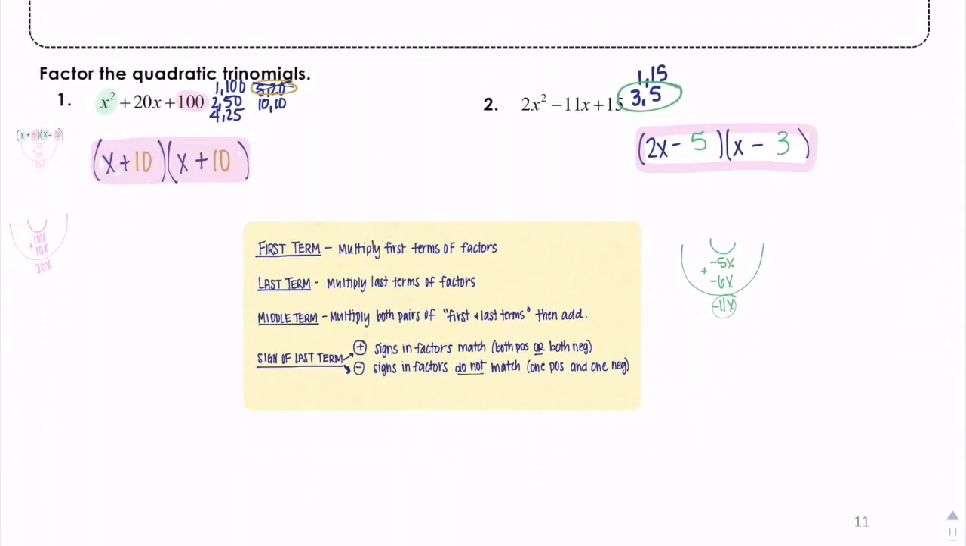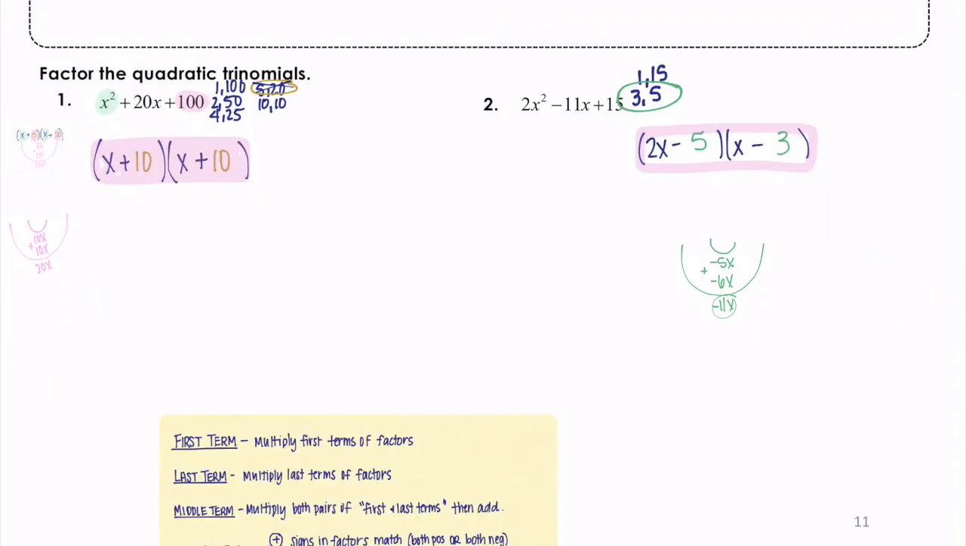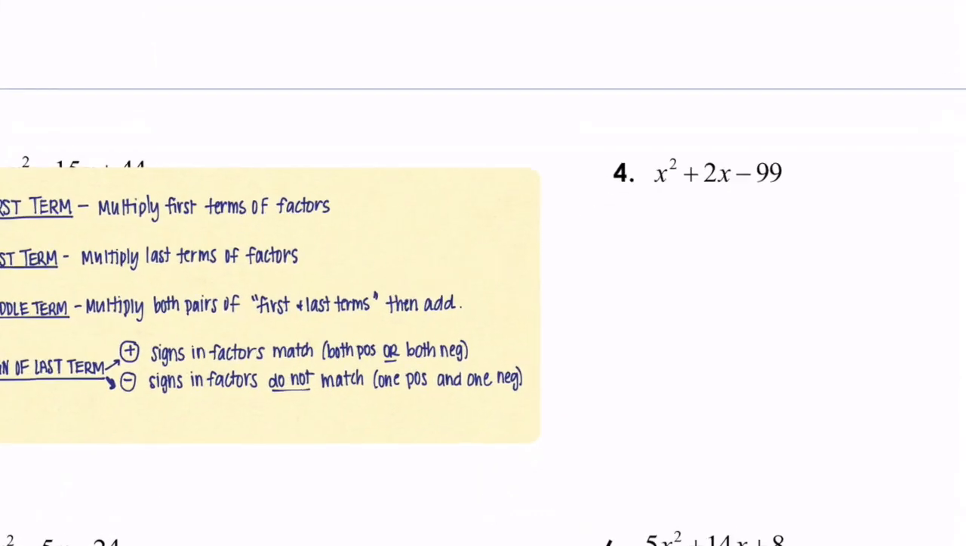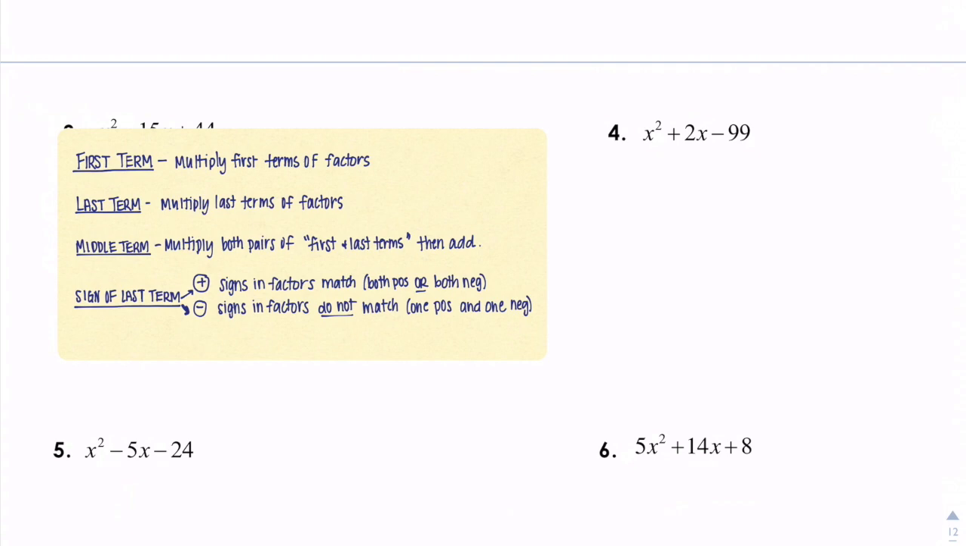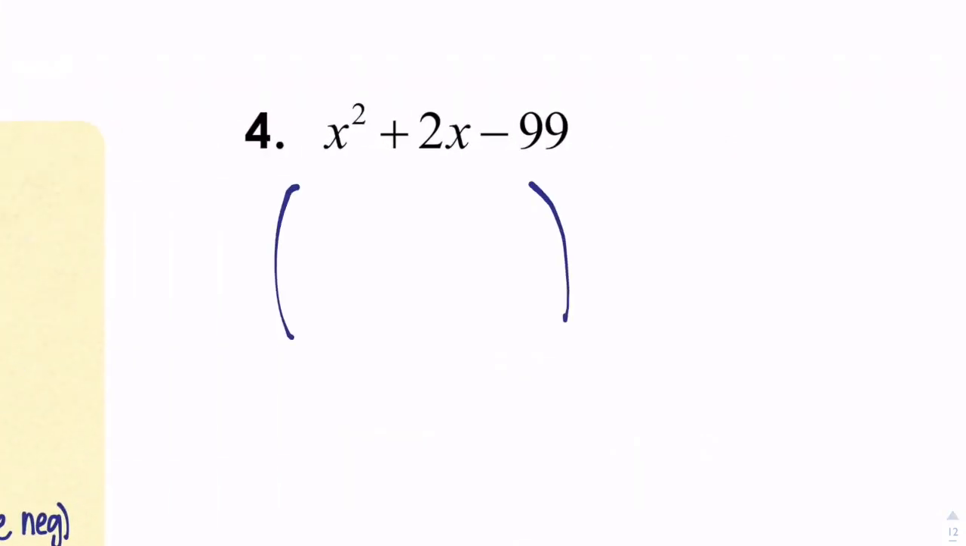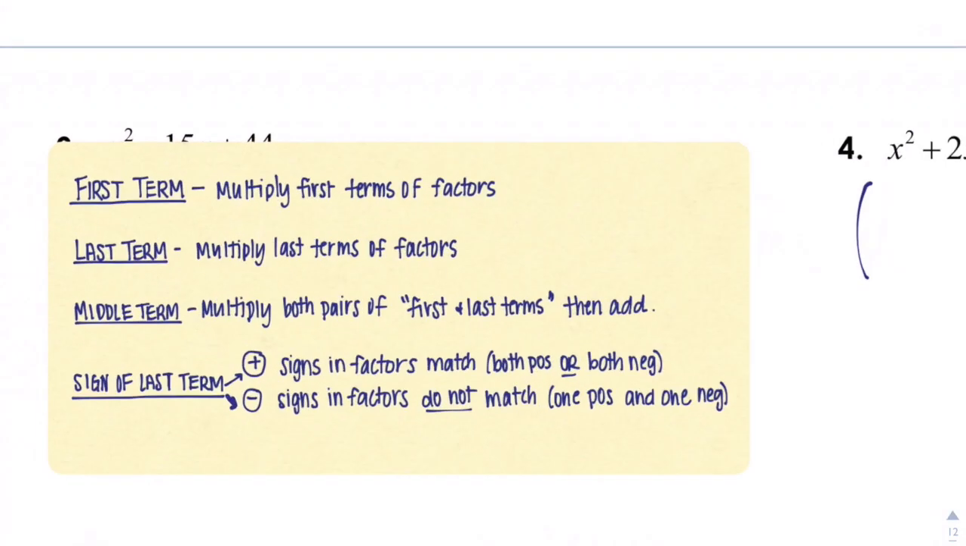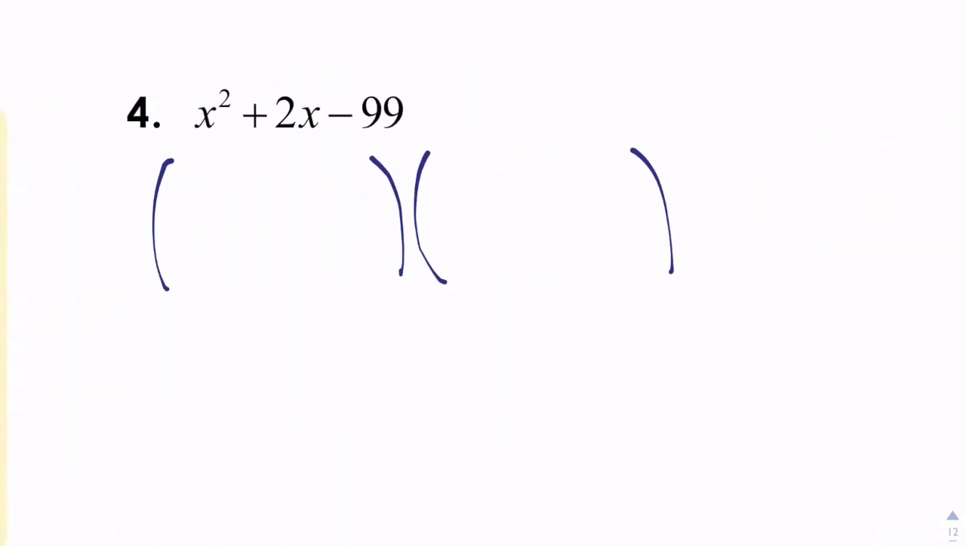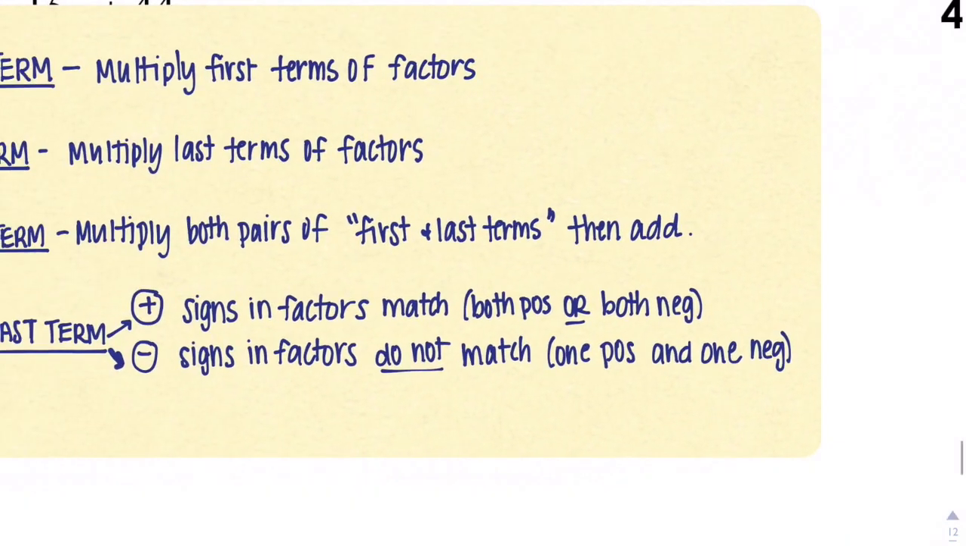All right? Let's try another one. We'll keep going. Let's try number 4. We're going to skip number 3 and go to number 4. So again, if I need to factor, I'm going to put my parentheses in. And my first rule is my first term comes from multiplying the first terms of the factors. So first times first makes first. What times what makes x squared? X times x, right? My second rule has to do with the last term.